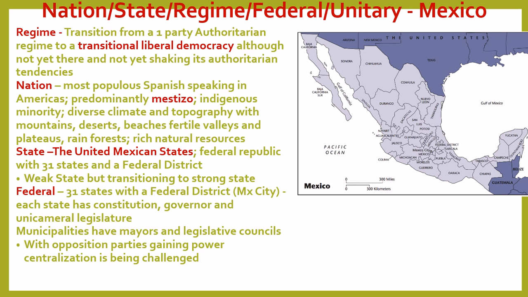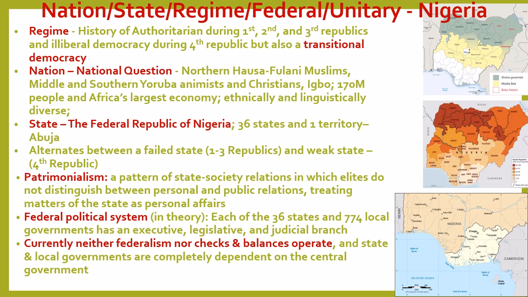So, as a federal system, it does have states, as how we talk about states in the United States, as in Sonora, the state of Sonora, the state of Chiapas, right? So they do have these 31 various states and a federal district in Mexico City. And each of these states have governors and unicameral legislatures. And again, power used to be very centralized, but with the lessening of the power of the PRI, centralization is being challenged.